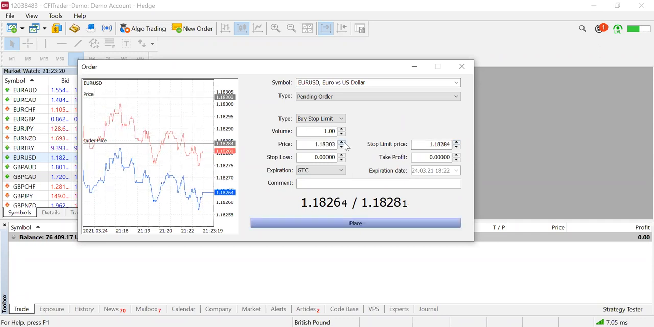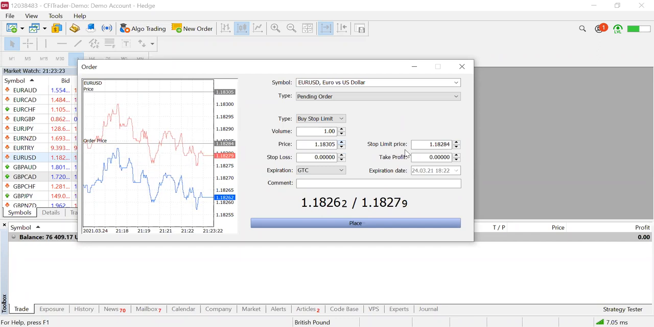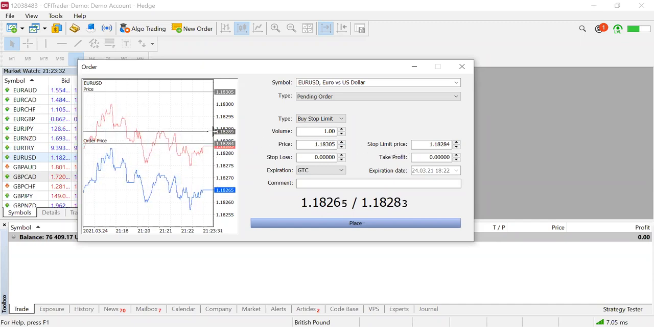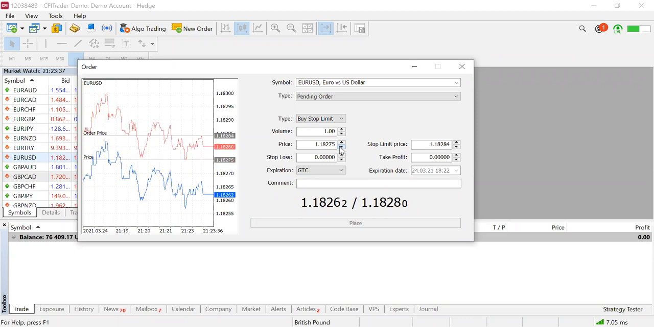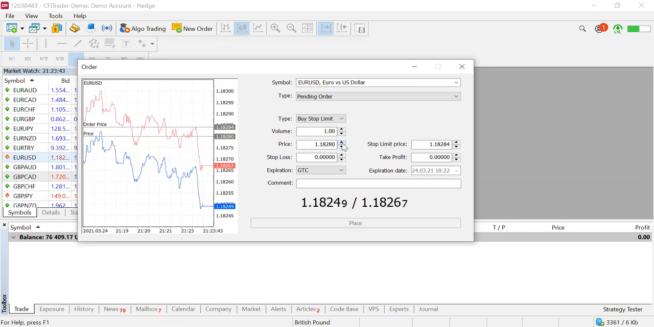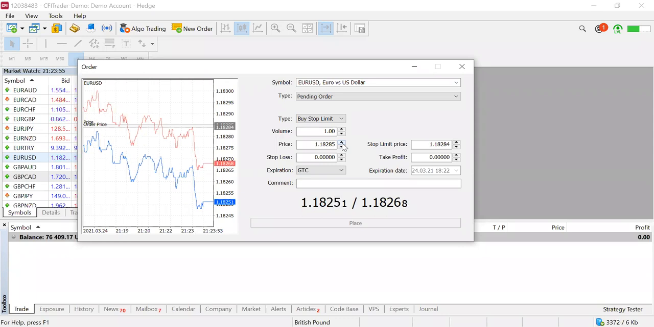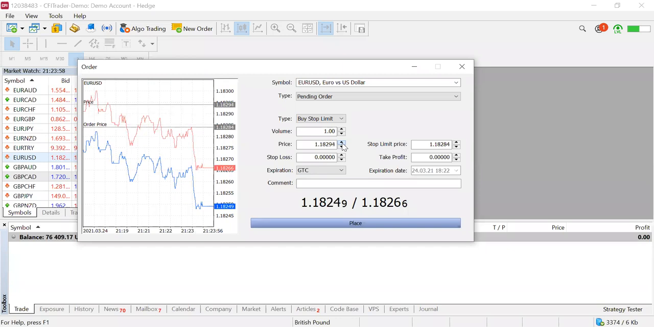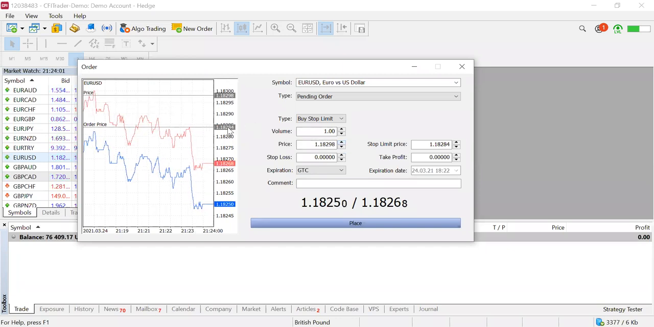So in here, as you can see, I have two prices. The stop limit price has to be, like I mentioned before, above the current market price. But with the other price, just make sure you put it above too, right? Because if you put it right below your stop limit order, you basically won't be able to do it. So this is just a combination of the two previous pending order types, the buy stop order and the buy limit order. It's a combination of these two, and you just put these two prices over here, as you can see.